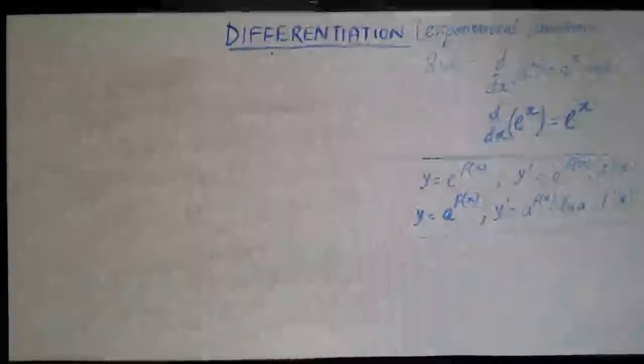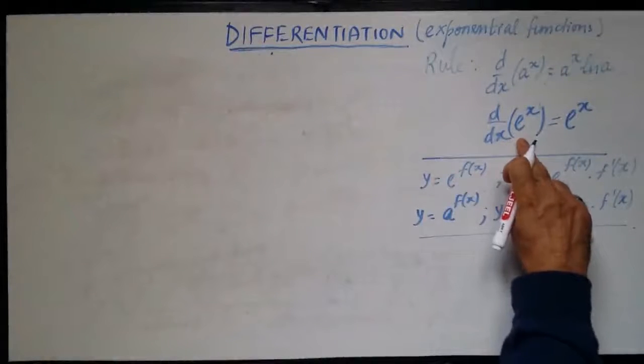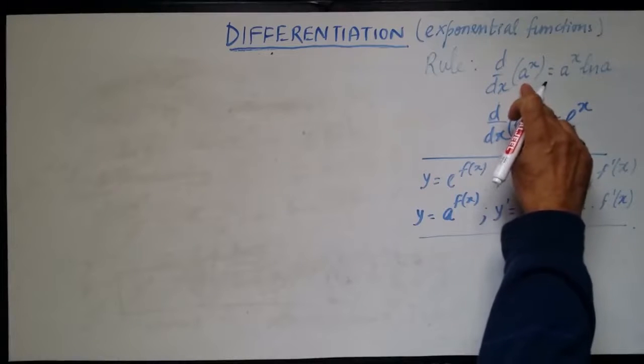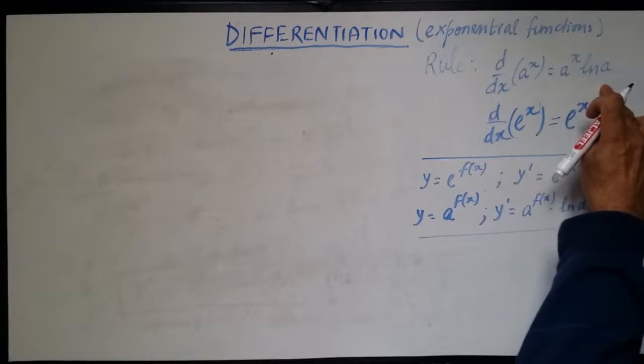Hello everyone. Today we are going to learn differentiation of exponential functions. The rule says the differentiation of e to the power x is e to the power x. The differentiation of a to the power x is a to the power x multiplied by ln of a.